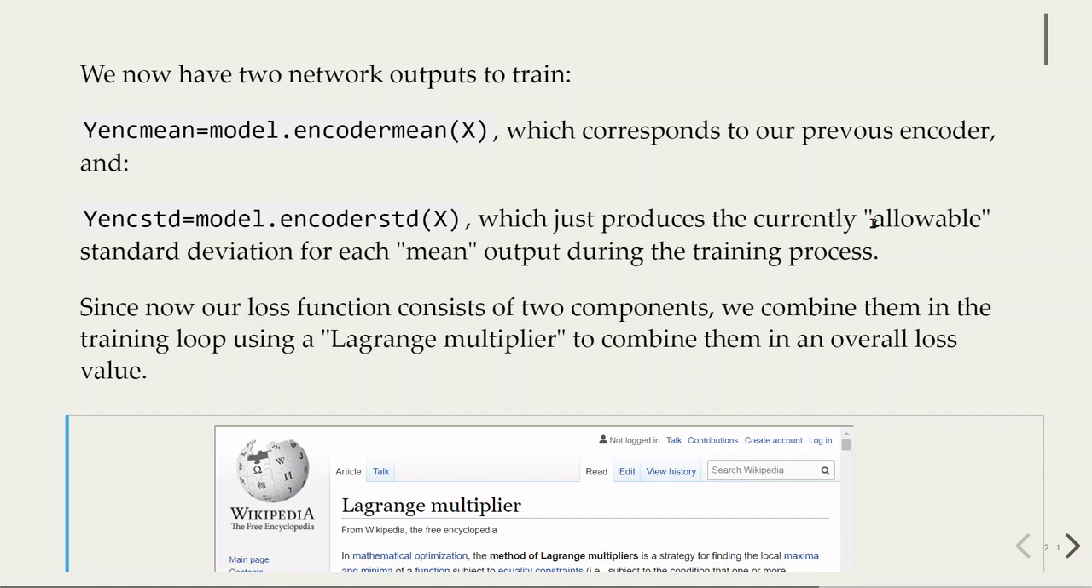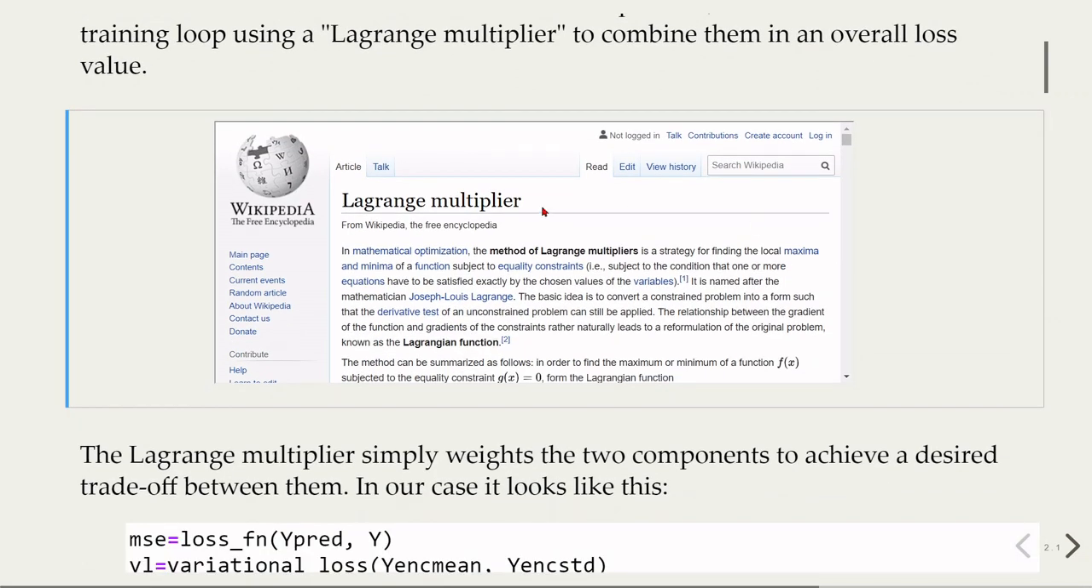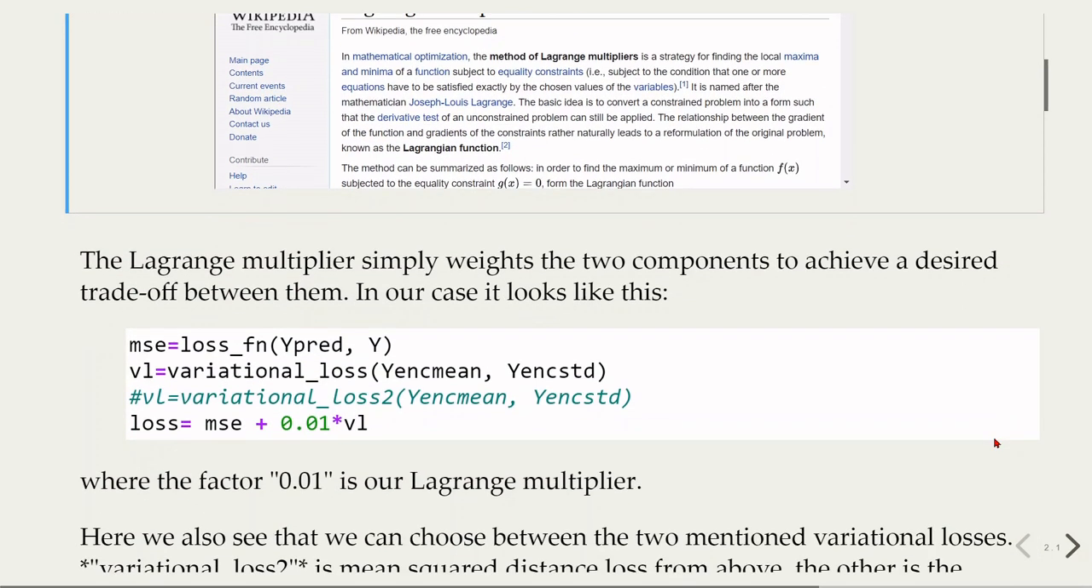Since now our loss function consists of two components, we combine them in the training loop using a Lagrange multiplier to combine them in an overall loss value. And you can read more about the Lagrange multiplier here. Basically, the Lagrange multiplier simply weights the two components to achieve a desired trade-off between them. In our case, it will look like this.